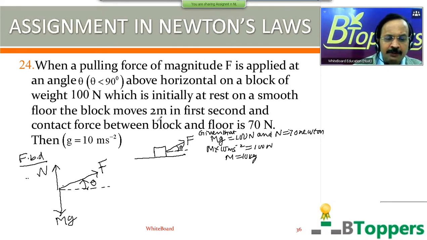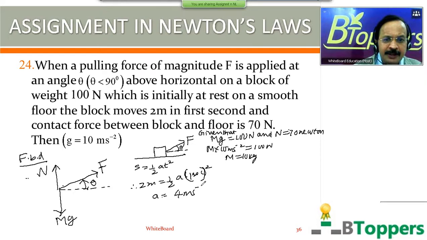You can calculate the acceleration of the block from the given information. You are given that the block moves 2 meters in the first second. The body starts from rest and moves with constant acceleration. The magnitude of displacement covered in time t is given by half a t squared. So it covers 2 meters in t equal to 1 second. You can substitute s equal to 2 meters on the left side and t equal to 1 second on the right side. So you get the acceleration of the block equal to 4 meters per second squared.